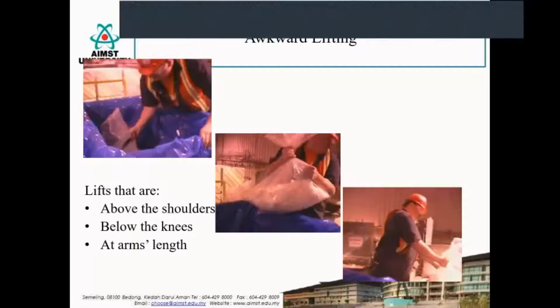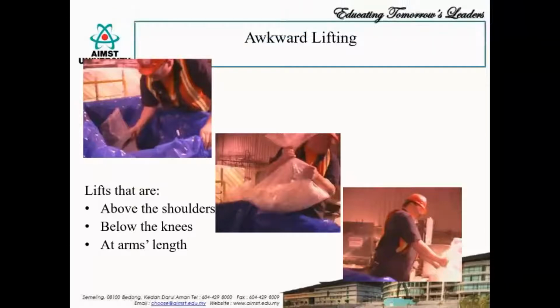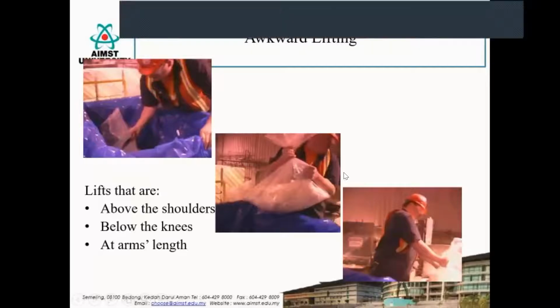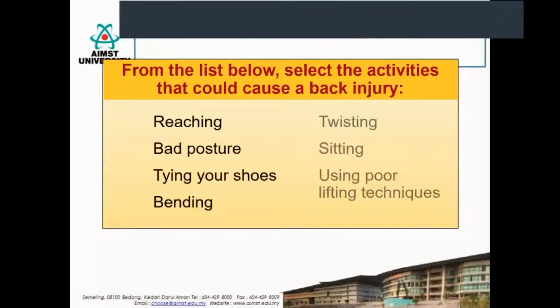Whenever you are lifting any object, the object should be closer to your chest level. So bring the object closer to your trunk level. Do not lift above the shoulder. Do not lift below the knee length. Do not lift at arm's distance. Do not keep your hand stretched at arm length. These are awkward lifting, and bending your trunk and twisting your back is also awkward lifting. So from the list below, can you tell me what activities will cause you a back injury?